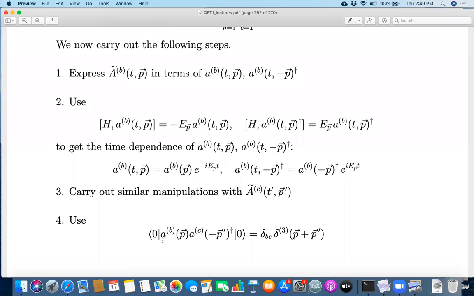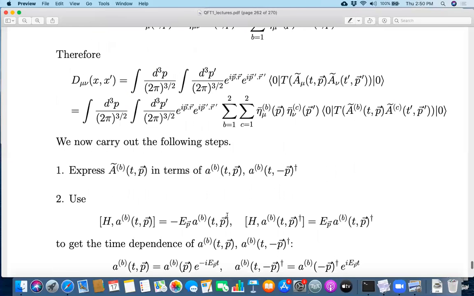And finally, we have to use this relation. Again, this is the same as what we did in the Klein-Gordon theory. The only non-zero matrix element for the 2-point function is one where the first one is A, and the second one is A dagger, because the other terms are all zero. If this was A dagger, for example, it will annihilate things on the left. If this was A, it will annihilate things on the right. So this is the only possible combination, and this combination gives you delta BC times delta Q, P plus P prime. That's from the commutation relation between AB and AC.